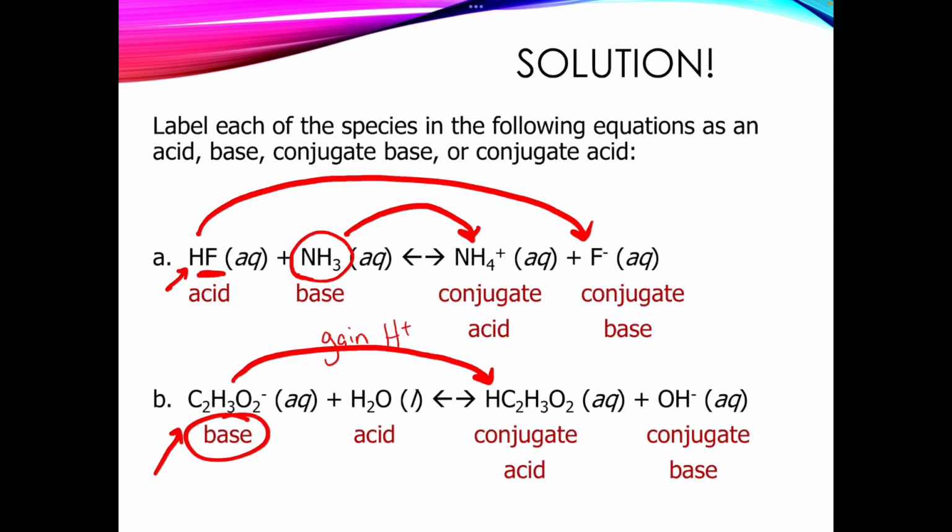Since this species, this acetate ion, gained a hydrogen along the way, that means it's a proton acceptor and it's a base. So therefore, water is going to act like an acid. So that's how we get the base and acid on the left-hand side. If this was a base, when it gains a hydrogen, that means it's going to be the conjugate acid. And since water was acting like an acid, it becomes the conjugate base.